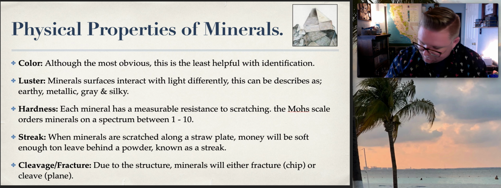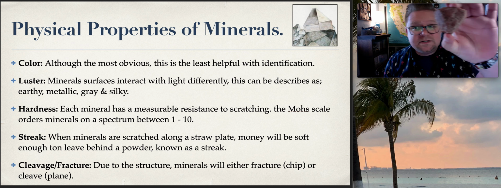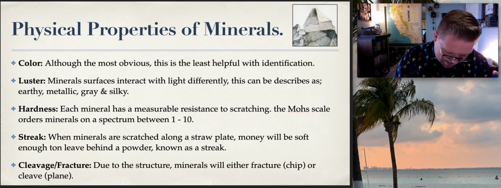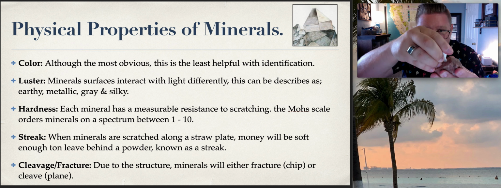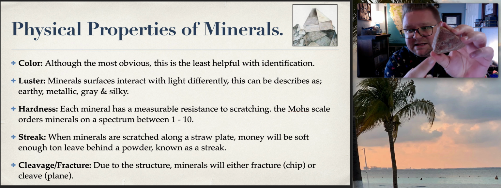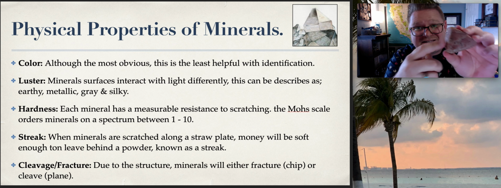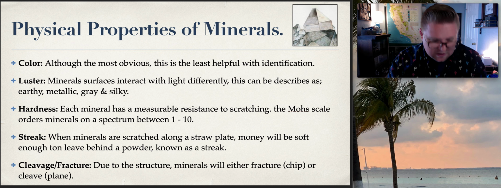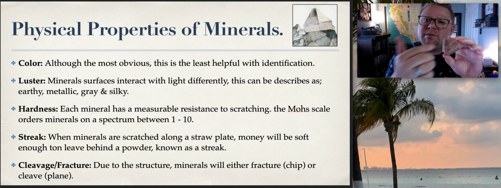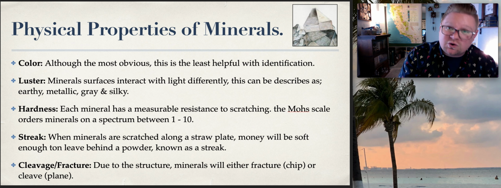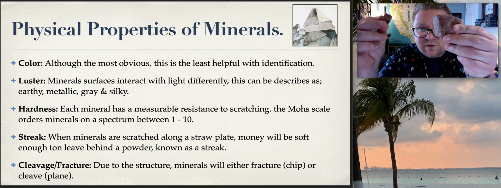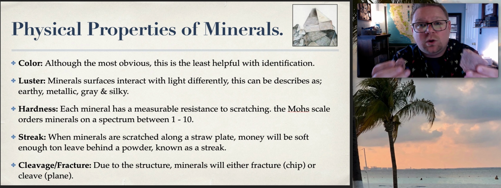As an example, maybe this is my unknown. If I take my number 1 and scratch the unknown with it, I can see that I left a mark, so this specimen is harder than a 1. Then I wipe it off and move to number 2, and scratch it there. I keep doing that until both specimens scratch each other. When they scratch each other, that means they are of equal hardness.